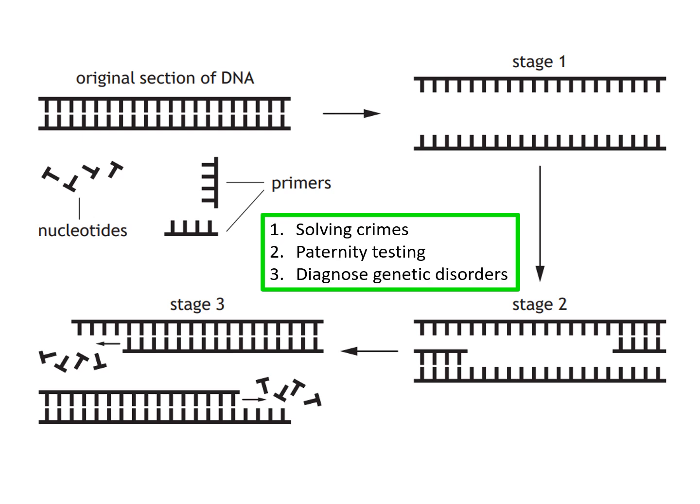So we use PCR in solving crimes. This means if you find maybe a small amount of DNA at the crime scene, you can amplify it and make lots of copies of it. And paternity testing, so settling paternity suits, finding out who the father is, and also diagnosing genetic disorders. And we're going to look at what happens at each of the three stages involved in PCR.